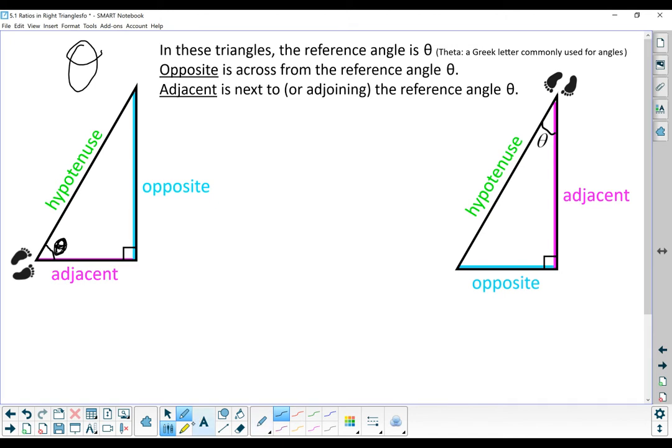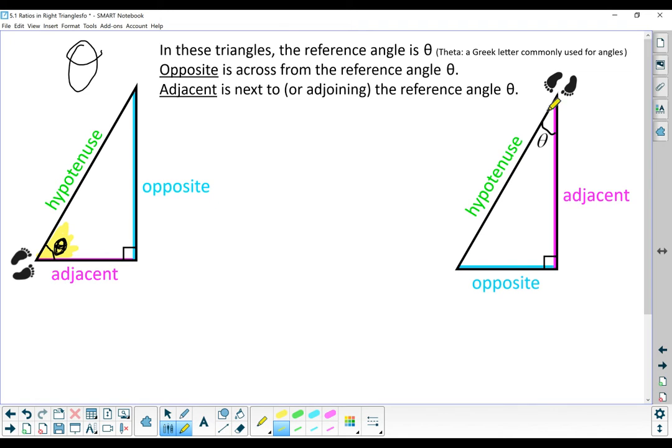So on this diagram, you see theta down at the bottom. That tells you what your reference is. So then the opposite would be the one across from it, the opposite leg. The adjacent leg will be the one right next to that reference angle, and the hypotenuse is across from the right angle.